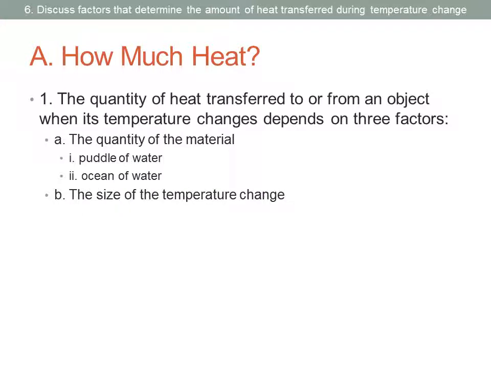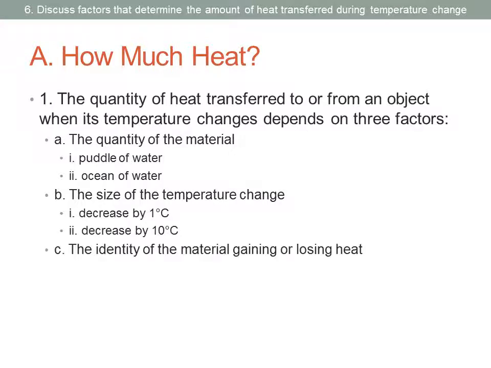The second factor is the size of the temperature change. Consider this. If we had, say, the same puddle of water, it would take less energy to get the puddle of water to decrease by 1 degree Celsius than it would to get it to decrease by 10 degrees Celsius. So the amount of temperature change, or the magnitude of the temperature change, determines in part how much heat is required.